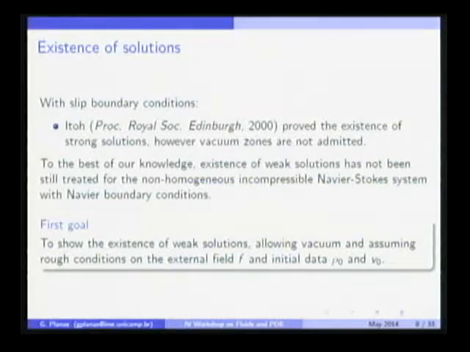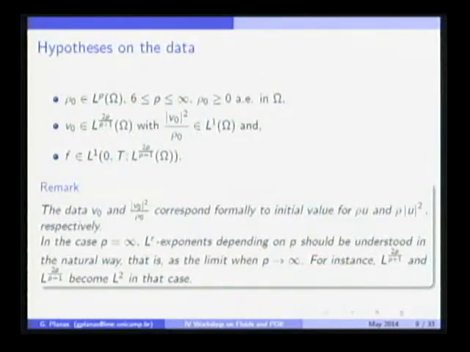So our first goal was to prove existence of solutions to the non-homogeneous Navier-Stokes equations with Navier boundary condition and allowing vacuum, assuming the density could be 0, with rough conditions on the external force and initial data. Let's make some comments.